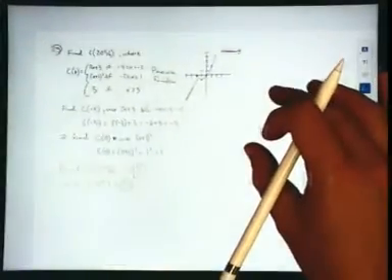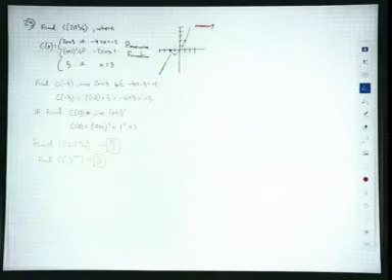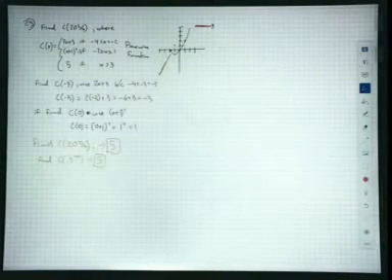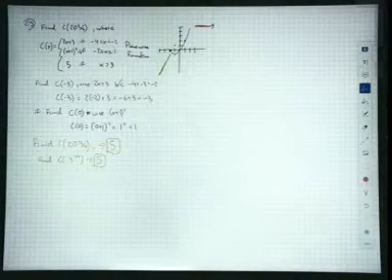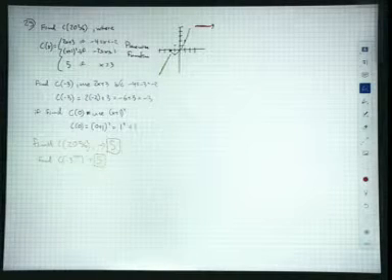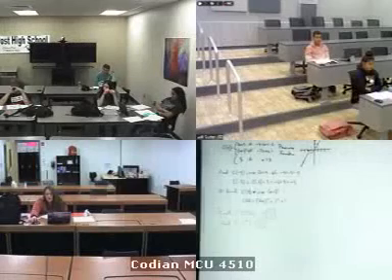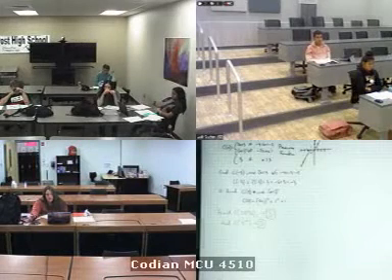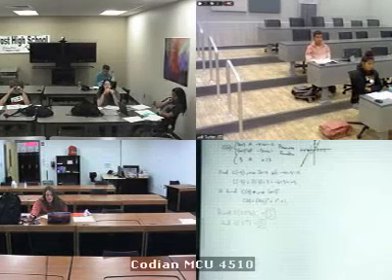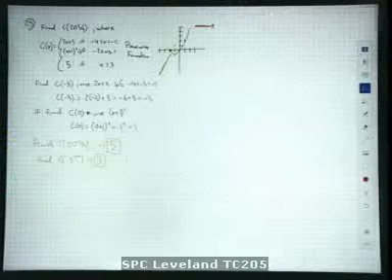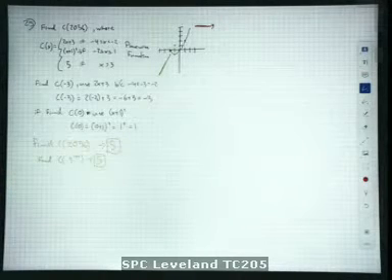Alright. Any other questions I can address? Number 20. Find g of 2, f at 2 minus g of 0.